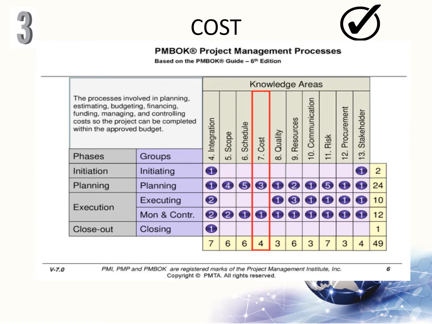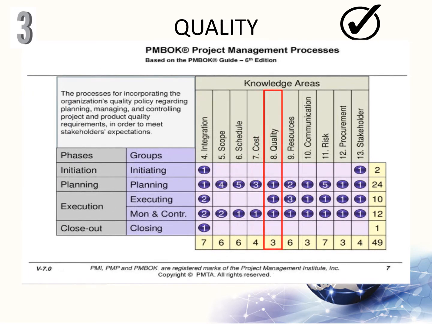So about the cost, the processes involved in planning, estimating, budgeting, financing, funding, managing and controlling costs so the project can be completed within the approved budget. Take note of it. It must be within the approved budget. For the quality, the processes for incorporating the organization's quality policy regarding planning, managing and controlling project and product quality requirements in order to meet stakeholders' expectations. So that's why there are certain tests, no? As much as possible, we always ask them to join our team for them to keep updated on the status of the project.